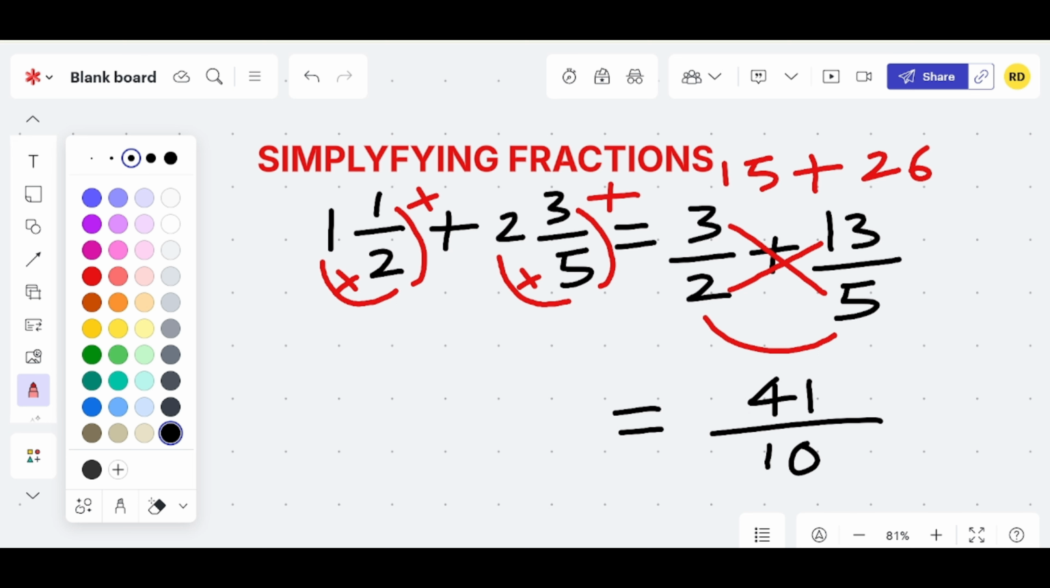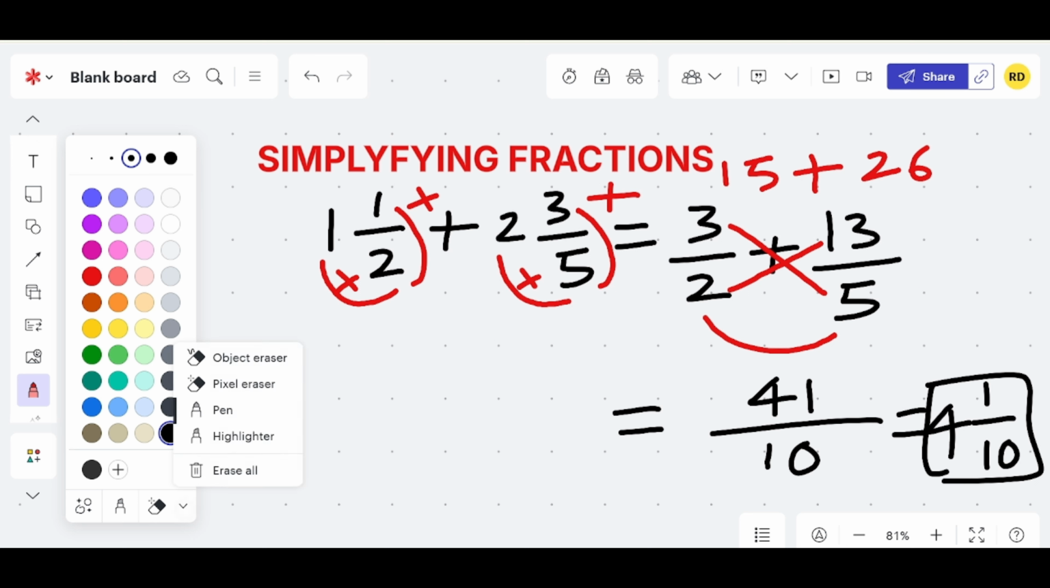But you always have to write the improper fraction as a mixed number. So you divide 41 by 10. So 10 times 4 is 40. And then 1 is left over. So you get 4 1 over 10. So this is the final answer. So when I add 1 1 over 2 plus 2 3 over 5, the answer is 4 1 over 10. This is the way to add mixed numbers. Now let's learn how do we subtract fractions.